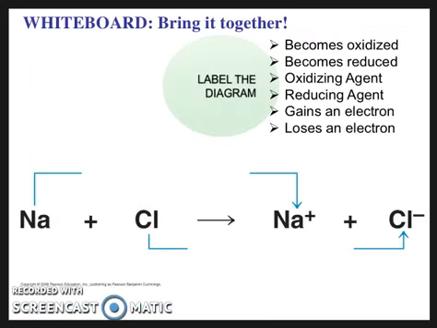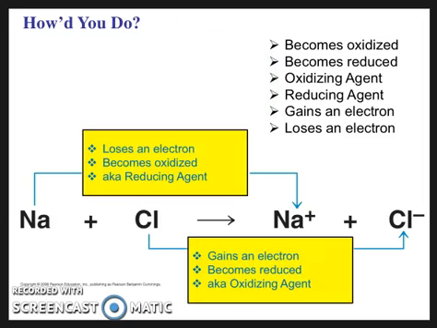Here's a whiteboard. So look at this. I want you to label who becomes oxidized, who becomes reduced, who's the oxidizing agent, who's the reducing agent, who gained an electron and who lost an electron. I'm going to count 2, 5, 6, 7, somewhere in there, and then I'm going to give you the answers. Okay, so here's your answer.